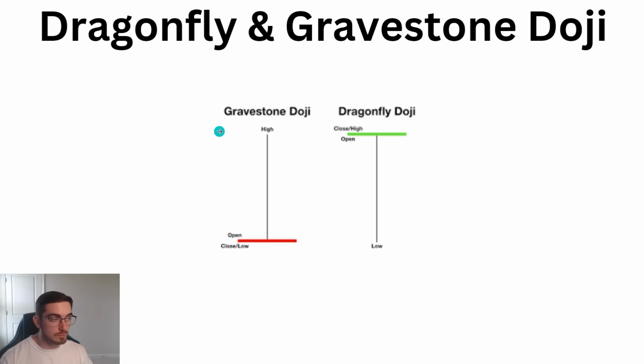That is a gravestone doji, and that implies that more than likely sellers are going to try to push prices lower. Now, as far as a Dragonfly doji, we opened up here, price dropped all the way down into this low point right here, but the buyers were so strong that they pushed price all the way back up towards that opening price. So when we see this, it implies that buyers are more than likely going to try to push prices higher.